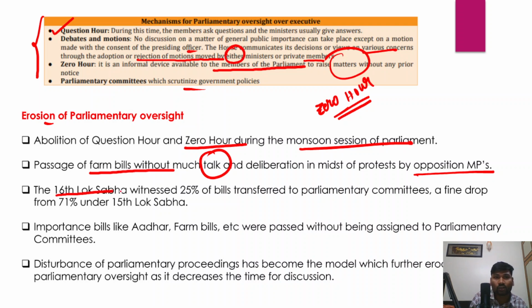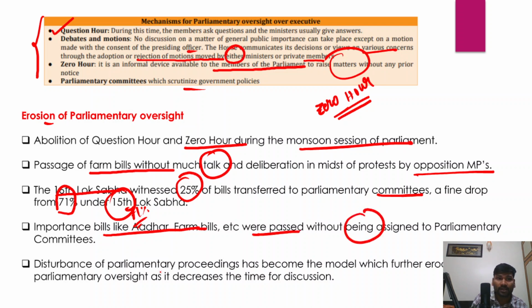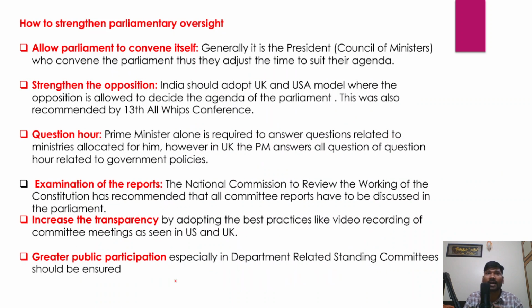And in fact, the 16th Lok Sabha has witnessed only 25% of the bills referred to parliamentary committees. This is a very small number of bills referred to the parliamentary committees, and it is a sharp drop from 71% under the 15th Lok Sabha. And important bills like the Aadhaar Bill were passed without being assigned to the parliamentary committees. And in fact, disturbance of the parliamentary proceedings has become the norm, which further erodes the parliamentary oversight, as it decreases the time for the discussion as well.